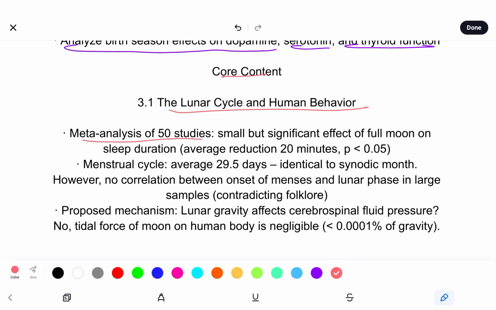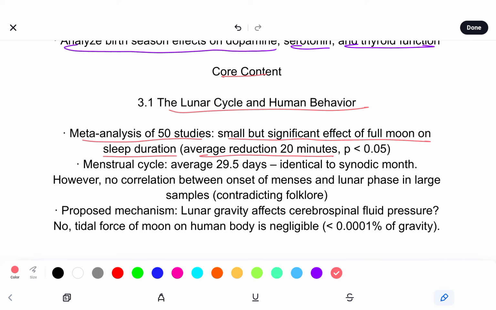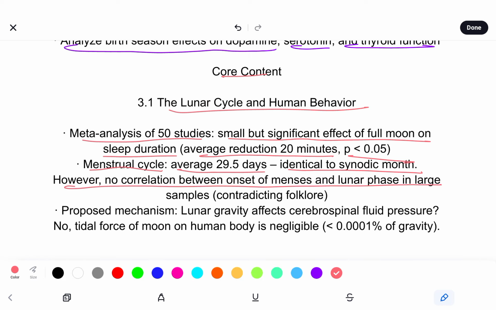So now we have our CC, the lunar cycle in human behavior. Meta-analysis of 50 studies: small but significant effect of full moon on sleep duration, average reduction 20 minutes, p less than 0.05. Menstrual cycle, average 29.5 days, identical to the synodic month. However, no correlation between onset of menses and lunar phase in large samples, contradicting folklore. Proposed mechanism: lunar gravity affects cerebrospinal fluid pressure.